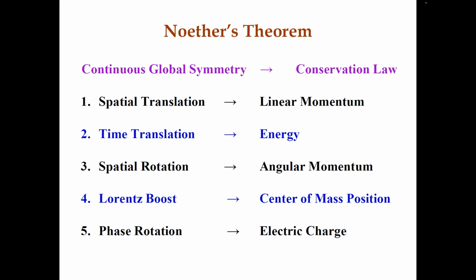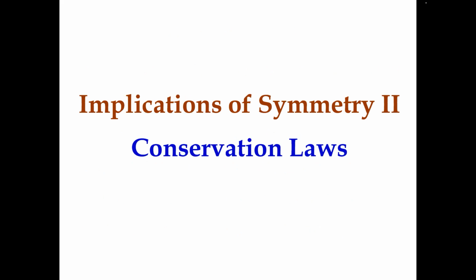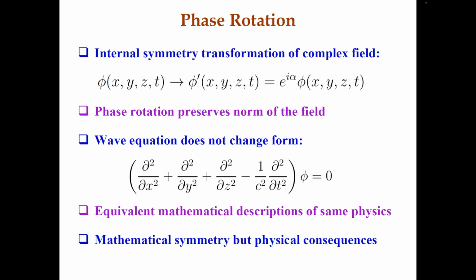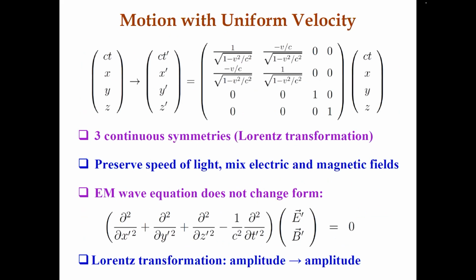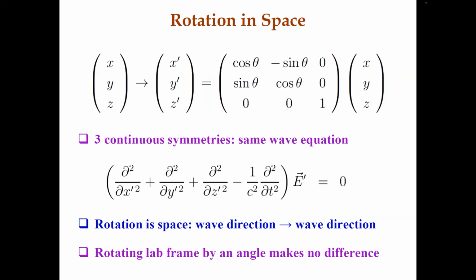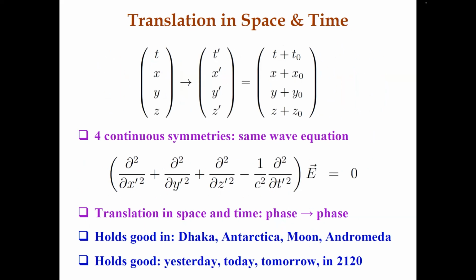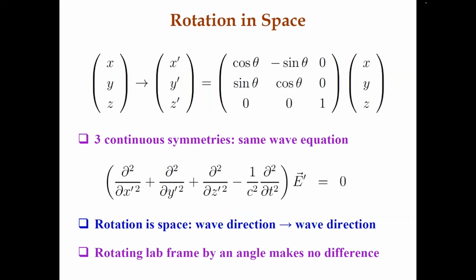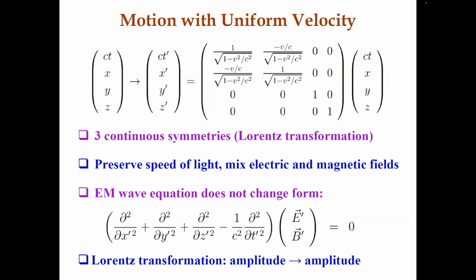You also secretly know what a global symmetry is. Global symmetry means the symmetry transformation parameter, the change that you are making, is the same at every point in space and time. For example, this phase alpha is not a function of x, y, z, and t. Like here, in this Lorentz transformation, this v is the same at all points in space and time. Or here the angle theta does not depend on x, y, and z. Or here t naught, x naught, y naught, z naught do not depend on what the values of t, x, y, and z are. So these are called global transformations. You make a transformation by a constant that does not depend on where you are.